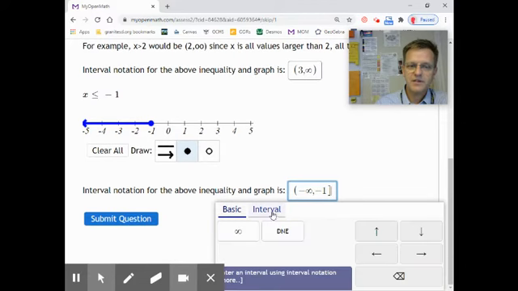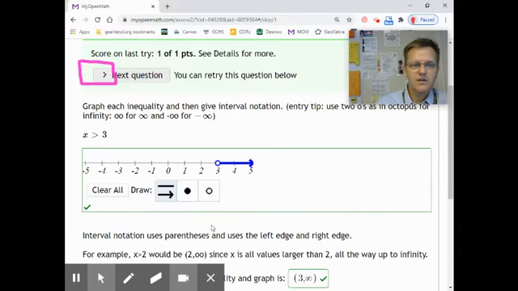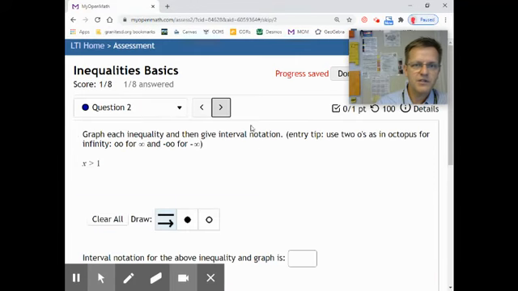See, it says basic and interval. If you click interval, you'll get these different combinations of brackets, so you don't have to find them on the keyboard. And don't worry about this U thing. You're not going to use that right now, but you do need the infinity and negative infinity and the brackets. All right. Hope that was okay. Let's just keep going here.